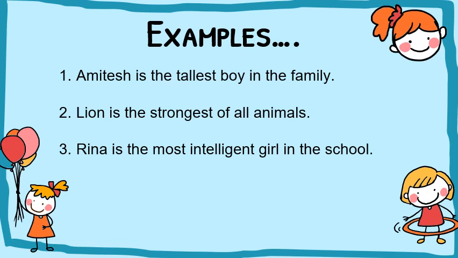Examples: Amitesh is the tallest boy in the family. In a family, we have more than two people. So here, Amitesh is being compared with more than two people. Second, lion is the strongest of all animals. Third, Reena is the most intelligent girl in the school.